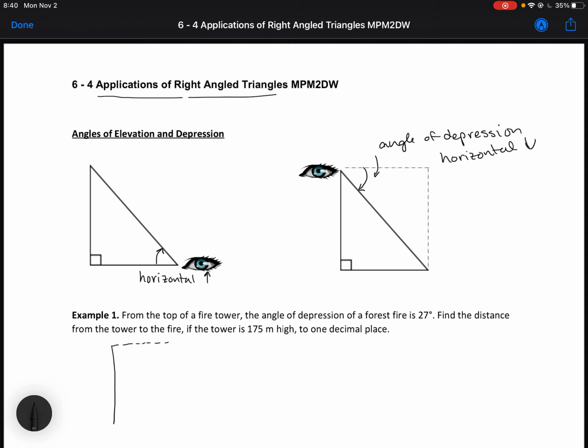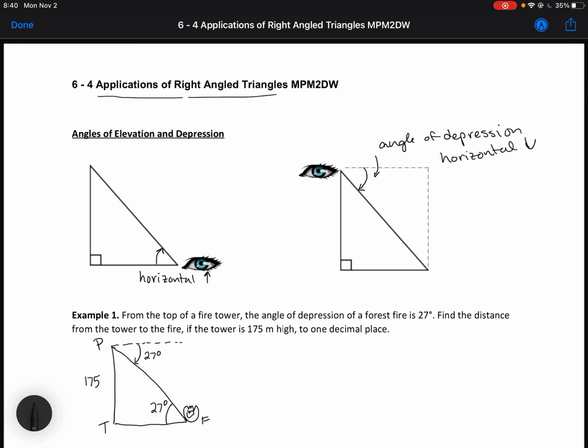I'm going to draw a sketch here. I've got an angle of depression, so I know I need the horizontal. And then I've got a forest fire over here, so this is my point F. I'll use T for the tower, and then P. My angle of depression of the forest fire is 27 degrees, so that is from the horizontal down. This angle right here is 27. Because these lines are parallel, and I've got a line connecting them, I've got a Z, and in that Z, the angles in the corner are equal to each other.